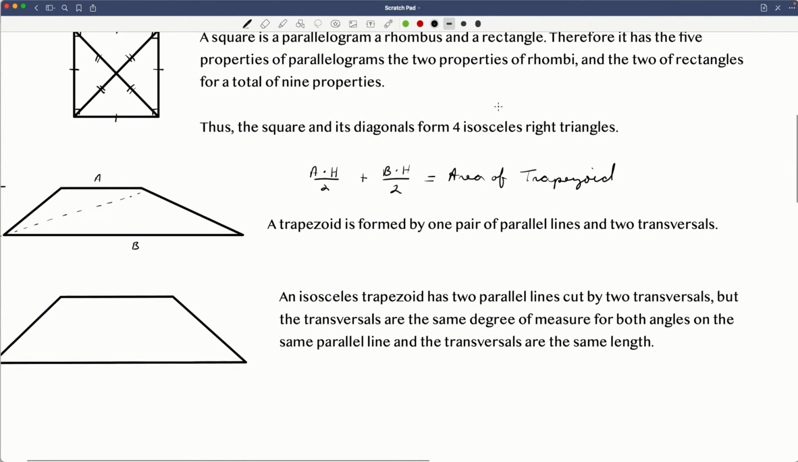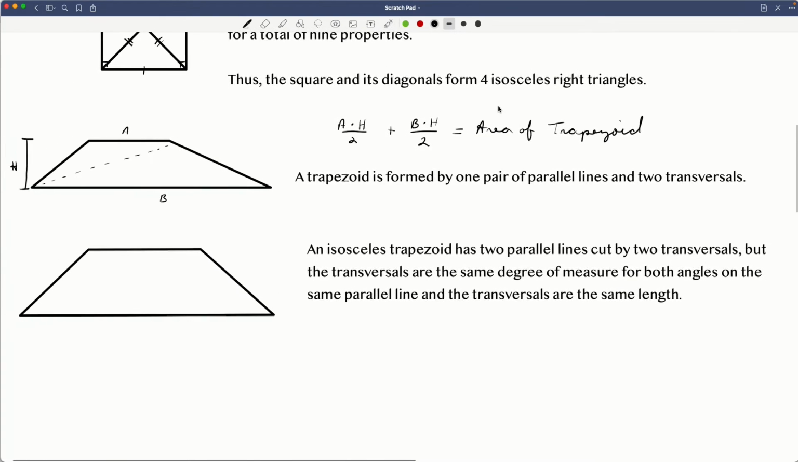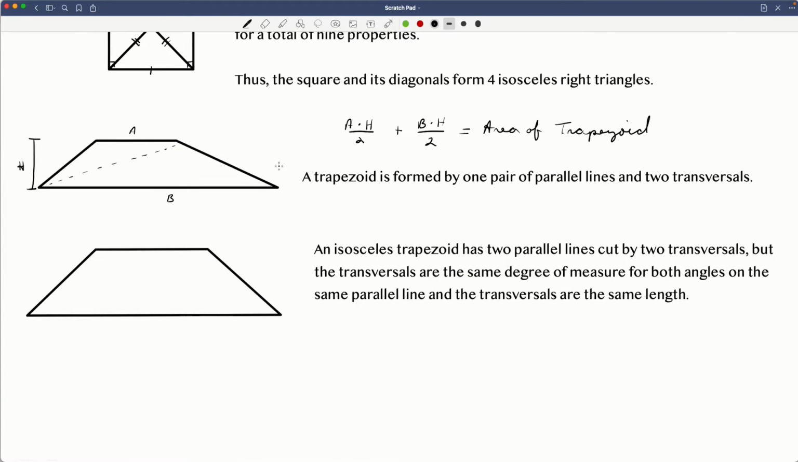All right, so let's talk about a trapezoid. So as you can see here, I have a trapezoid that is an irregular trapezoid, meaning that, yes, it has a pair of parallel lines, top and bottom, and it's cut by 2 transversals. But it's irregular because these transversals are not at the same degree of angle. Like this one is an obtuse angle, and this one is, while it's still obtuse, not quite as obtuse as this one.